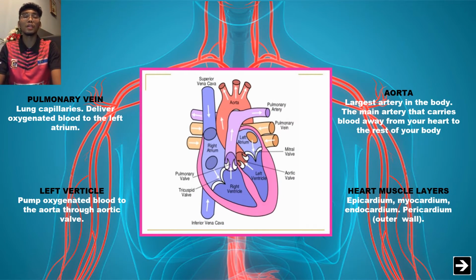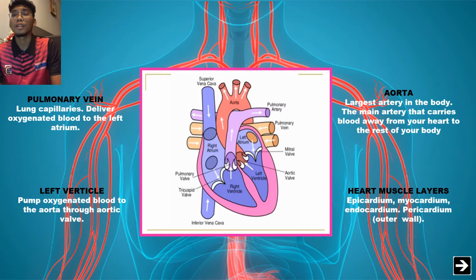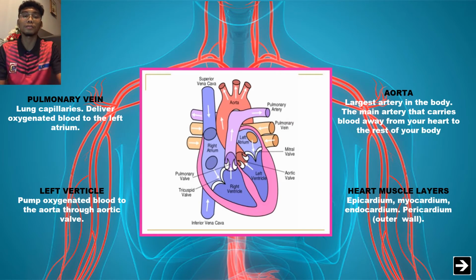So, continuing with the left side. First, we have the pulmonary vein, from the lung capillaries, delivering oxygenated blood to the left atrium. The left ventricle pumps oxygenated blood to the aorta through the aortic valve. The aorta is the largest artery in the body, the main artery that carries blood away from your heart to the rest of the body. And for the last, the heart muscle layers: epicardium, myocardium, endocardium, and pericardium, the outer wall.